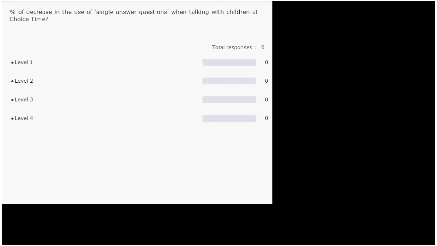What was the percent of decrease in the use of single answer questions when talking with children at choice time? Decrease in the use of single answer questions. Who's doing the question asking? That's going to tip off the level. It's not a result. There you go. It's kind of half and half. This is a level 3. This is level 3 because we're asking what's the decrease in the use of single answer questions. The adult would be using the single answer questions when talking to children. So that is behavior change. Does that make sense to everybody? Yes. Okay.